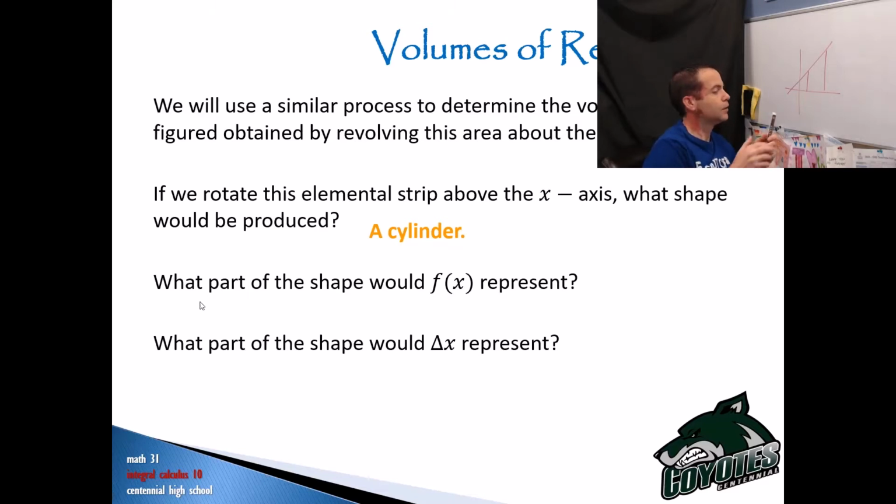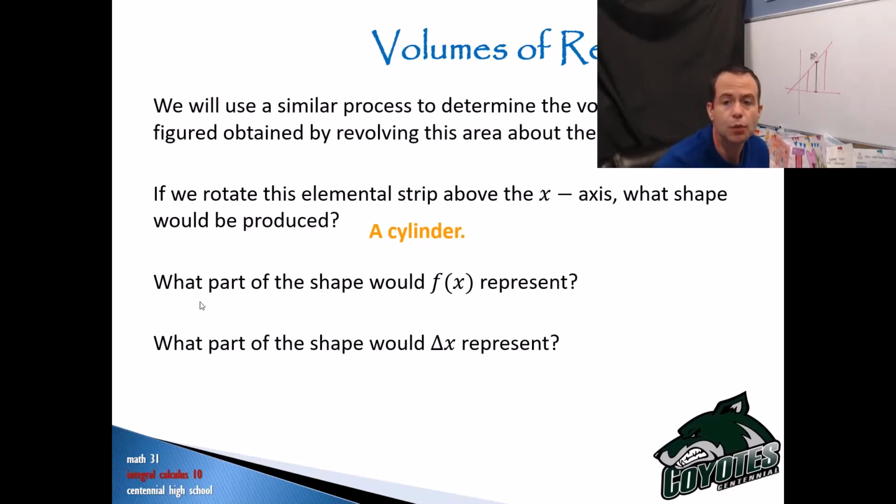Okay, now one little cylinder here, what would f of x represent? So f of x would be this length from here to here, right? That would be f of x. Well, if I had that spun around, do you see that that actually is the radius of my cylinder?